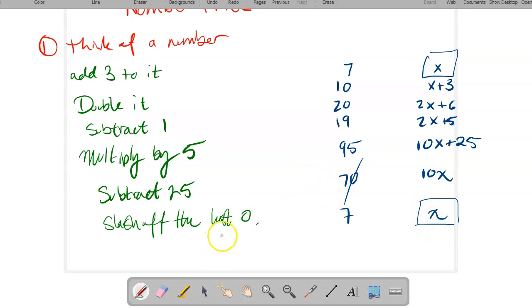All right, your assignment, and you should choose to accept it, is to come up with your own number trick. Good luck.